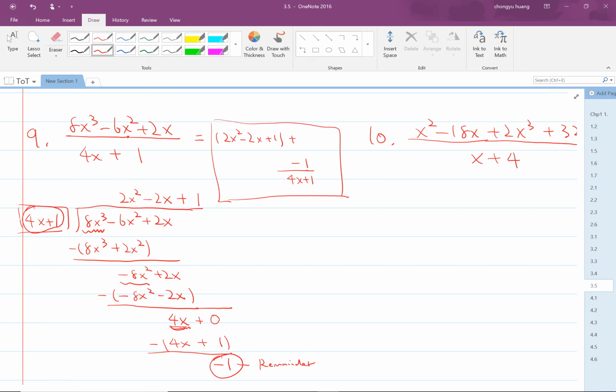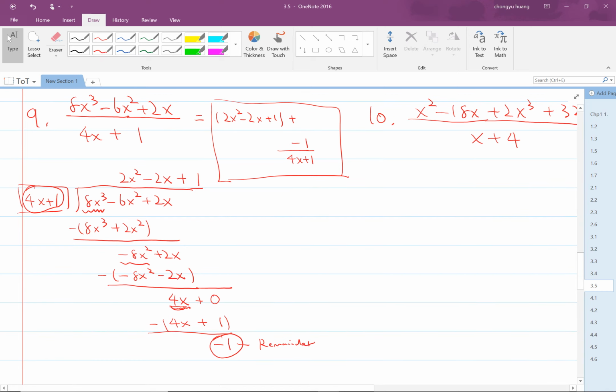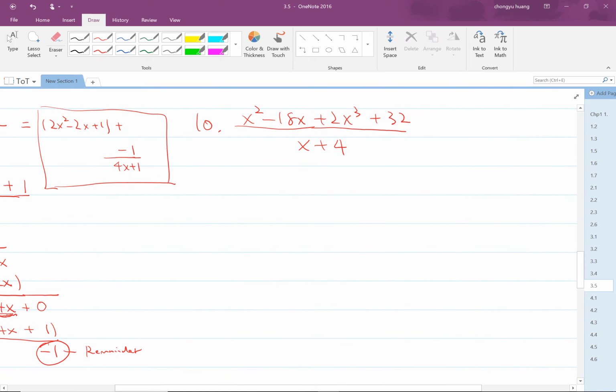Sorry for my mistake a little bit before, but right now I think we got the solution, right? So we got 2x squared minus 2x plus 1, and then we had a negative 1 as the remainder. So you just write it down, negative 1 over 4x plus 1. And that's it for question 9. Alright, and after that we're gonna move into question 10.